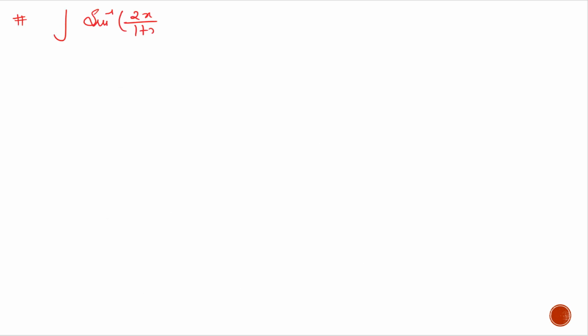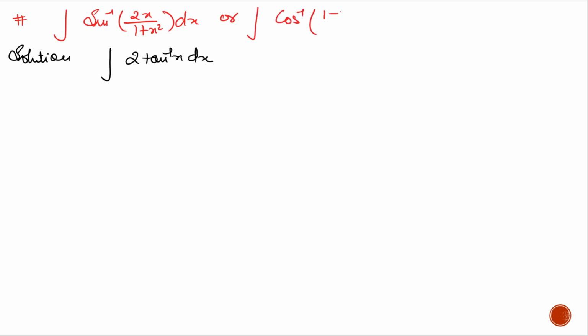Integrate sine inverse of 2x divided by 1 plus x square with respect to x. This equals 2 tan inverse x. Now either we have a question cos inverse of (1 minus x square) upon (1 plus x square) with respect to x, or we have a question of tan inverse of 2x divided by 1 minus x square. The formula of all three is 2 tan inverse x.